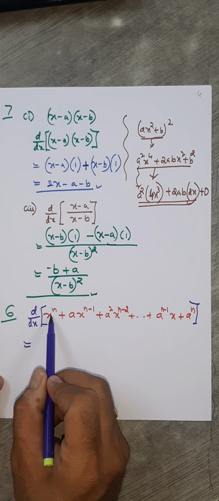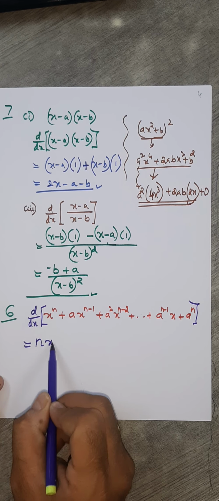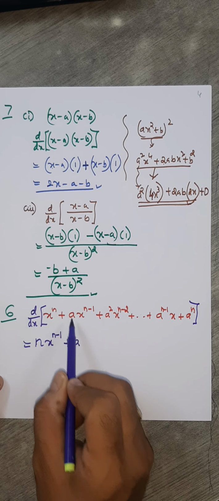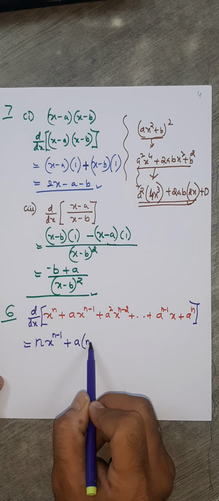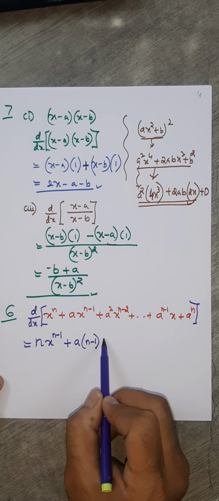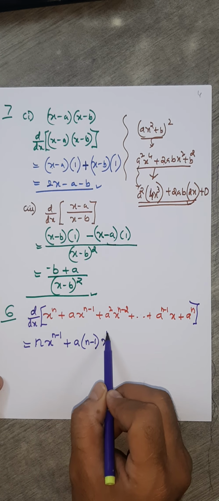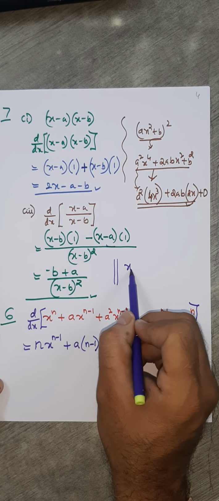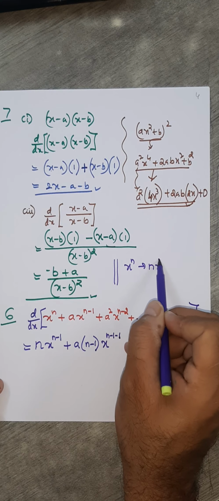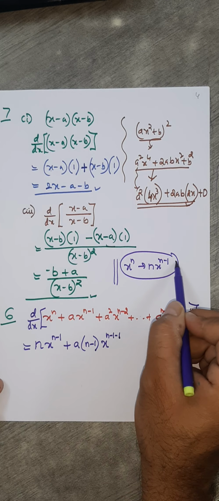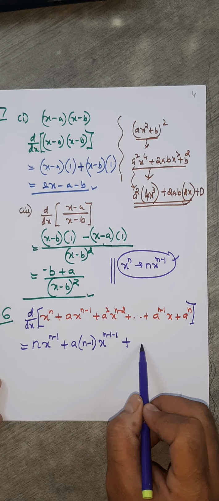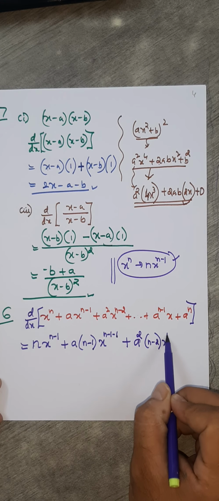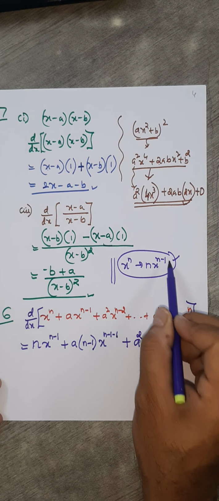How do you differentiate x raised to n? n into x raised to n minus 1, one less power. a being constant as it is, differentiation of this one: n minus 1 x raised to n minus 1 minus 1. Using which rule? This one. What is the derivative of x raised to n? n into x raised to n minus 1. This way we used. Plus a square as it is, n minus 2 into x raised to n minus 2 minus 1. One less power.